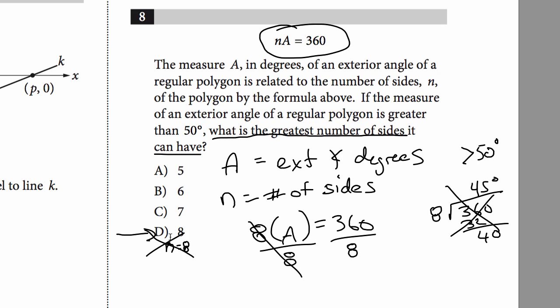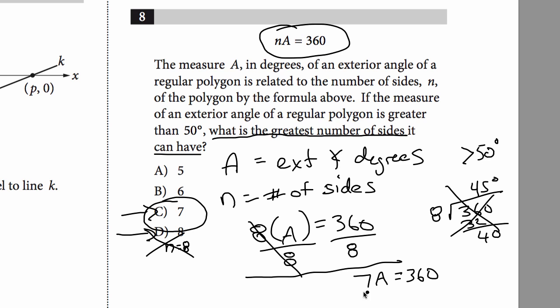So D is wrong. But really, just to speed things up, let's try choice C now. 7, okay? So 7 times some angle equals 360. Well, 7 times what gives you 36? 7 times 5 is 35, and 5 and a little bit would give you 36. So this actually works, because you get a number that's bigger than 50.